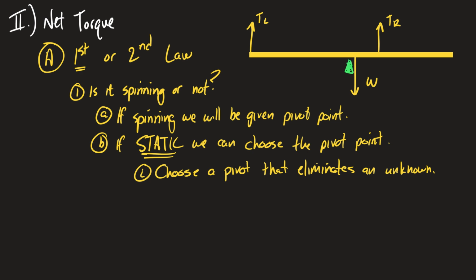You want to make the math as easy as possible, so if I place the pivot, say, here, well, I'm eliminating this unknown because the torque arm distance is 0 for this particular force. So based on this pivot point, that force applies no torque. So that's what we're doing. We're going to place the pivot point at the location of an unknown force. That way we eliminate that torque.